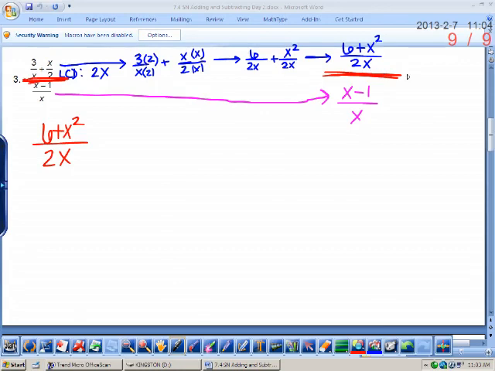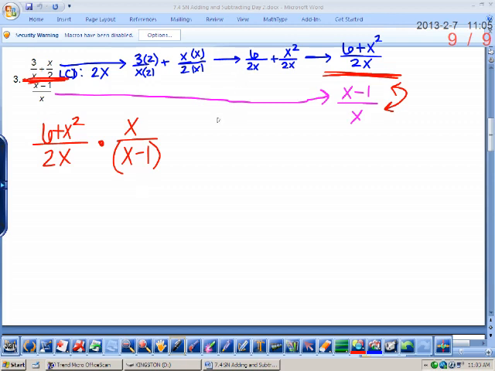Change our division to multiplication. And flip our second fraction. Once you start multiplying, I think it's important to add in your parentheses around your factors, so that you remember that that x minus 1 is connected. It's attached to each other. They cannot be broken up.